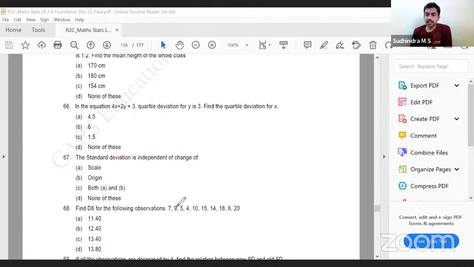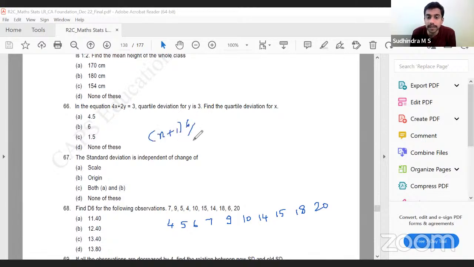First, we have to arrange it in ascending order. Right? Ascending order, we have 4, 5, 6, 7, 9, 10, 14, 15, 18, and 20. Then D6 will be n plus 1 into 6 by 10. Correct? Here we have 1, 2, 3, 4, 5, 6, 7, 8, 9, 10. 10 plus 1 into 6 by 10. That is 11 into 6 by 10, 66 by 10, 6.6th value.